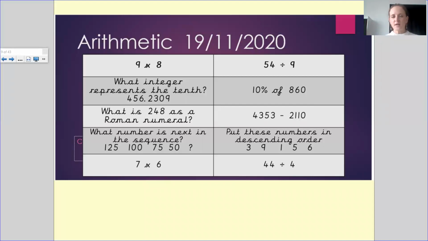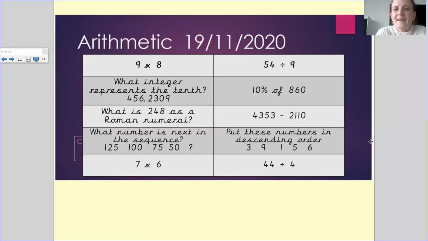So your arithmetic, I'm going to read it to you. Please make sure to have your pen and your paper with you, and we will give this a go. So I will read them to you, talking through anything that you may misunderstand. The first question is 9 times 8.